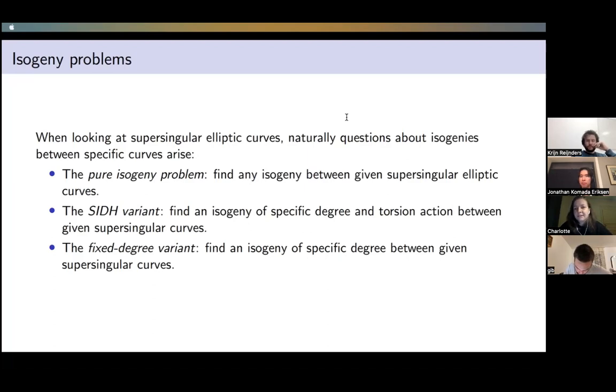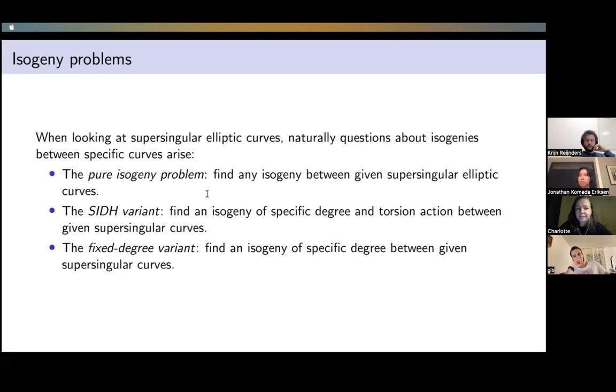For example, one of the most well-known would be the SIDH variant of the pure isogeny problem, which requires the isogeny that is found not to just be any isogeny, but to have a specific degree and also to exhibit a specific torsion action on a given basis. And of course, this has been attacked in the SIDH attacks last year. So I guess we were interested in looking at a more general problem.